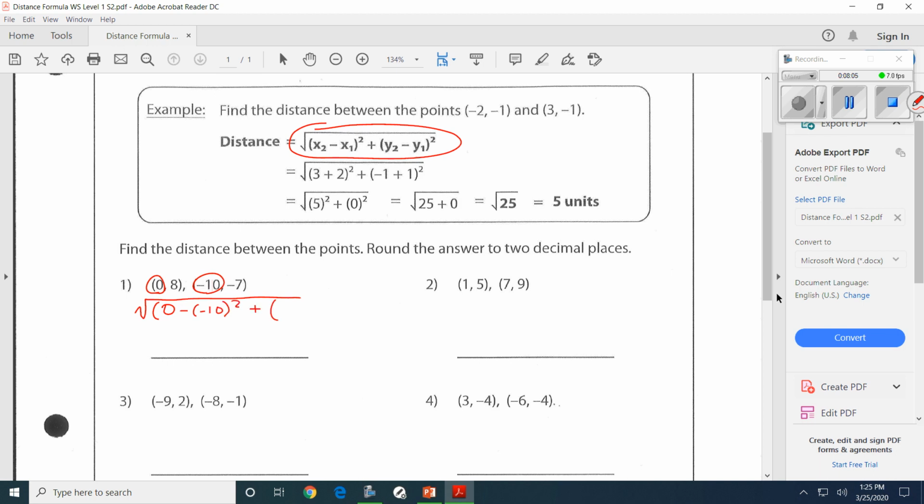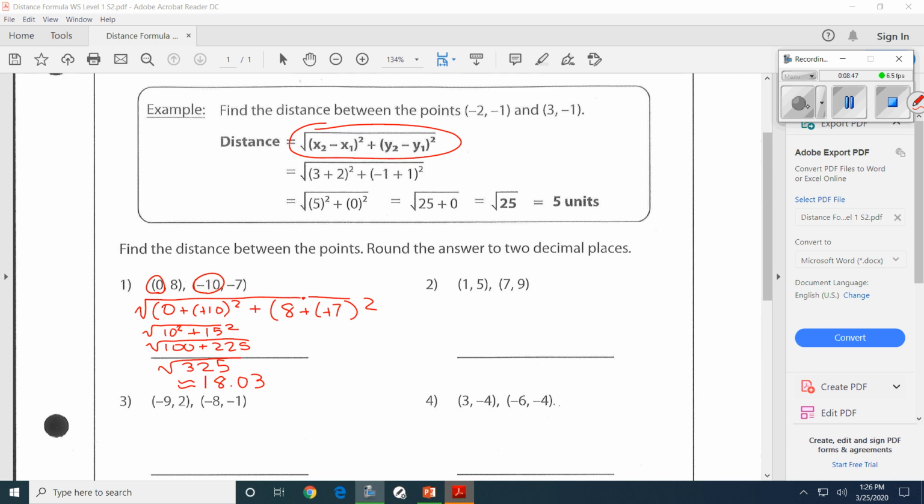Now, because I did the 0 first, when I subtract the y's, I have to put 8 minus a negative 7 and square it. 0 minus a negative 10, if we add the opposite, we would have 10 squared plus 15 squared. Now we're going to square both, and we would have 100 plus 225. When you add those together, you get 325. Then when you take the square root of 325, it is going to be approximately 18.03.